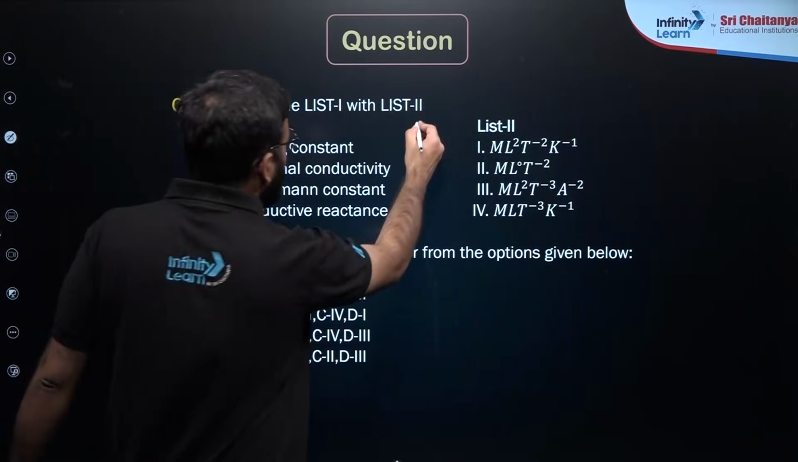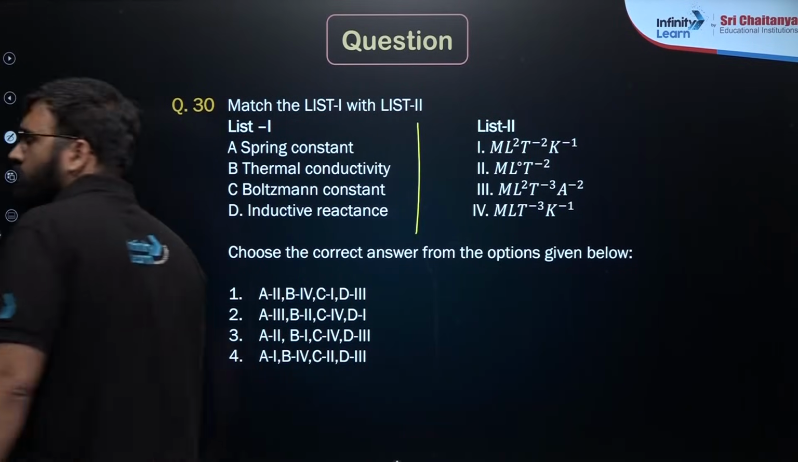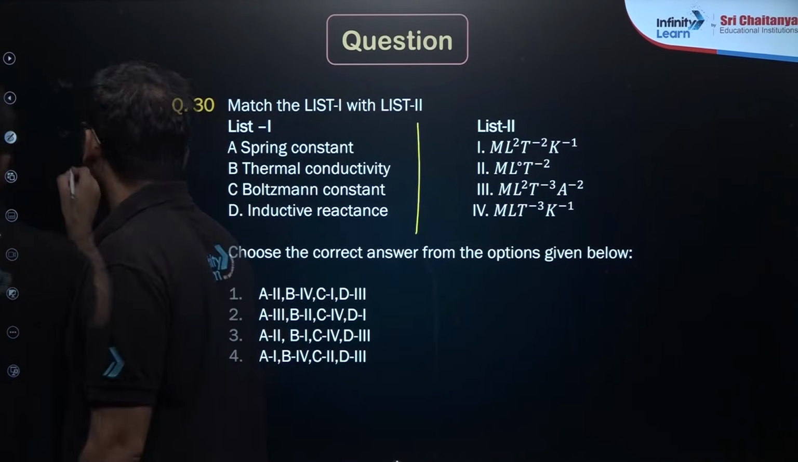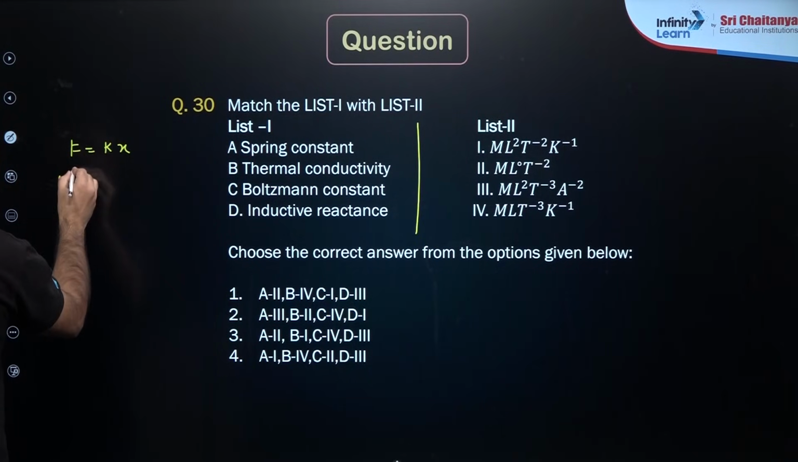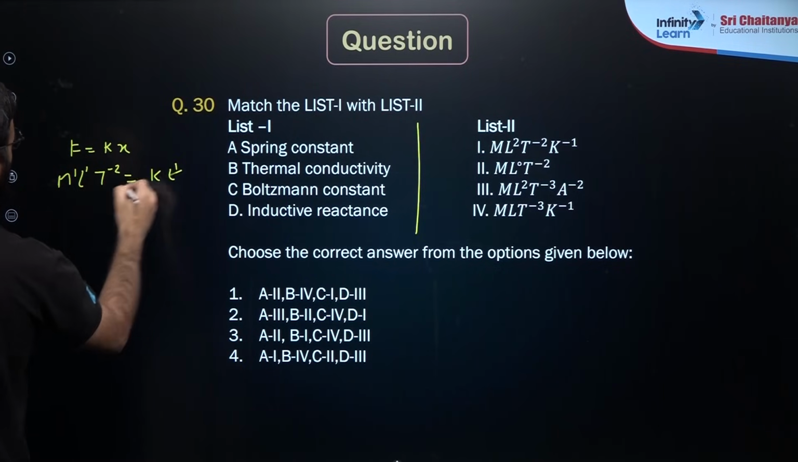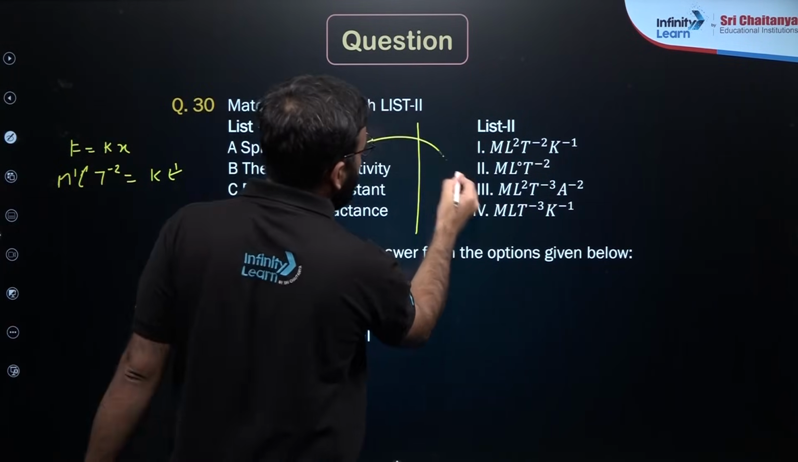What is the dimension formula of the correct dimension? The first one is the spring constant, F equals K into X, where X is the length of the spring. So F equals K into X, M1 L1 T minus 2 equals K into L1. So this will cancel out, giving M L0 T minus 2. So the first one matches with my second.